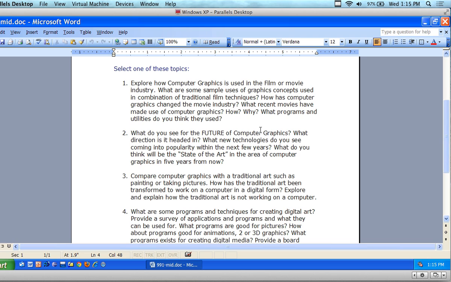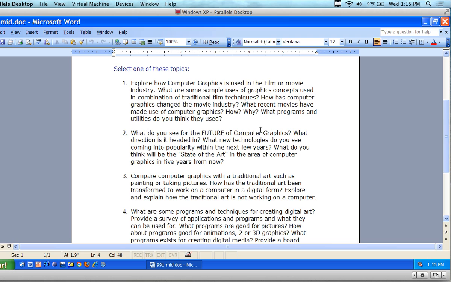the movie industry? What recent movies have made use of computer graphics? Recent, I guess, is in the eye of the beholder. It could be recent within the last century or recent within the last year or so. How, why, what programs and utilities do you think they used? It's think. What do you think? What do you feel? So you can express your opinions.